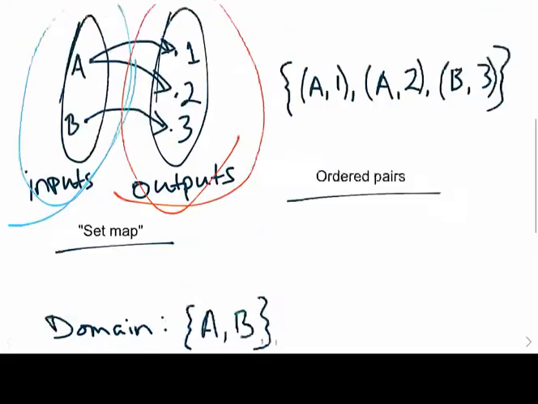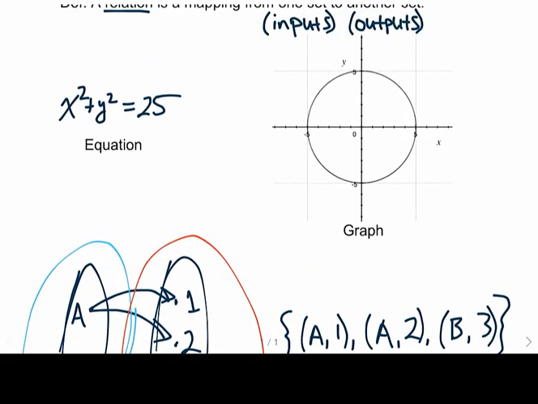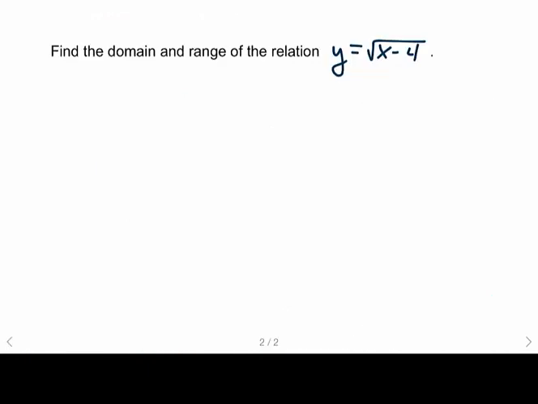In terms of a graph, the domain would be the set of first coordinates, or in this case x coordinates, and the range would be the set of second coordinates, or in this case y coordinates. We move on to our first example.